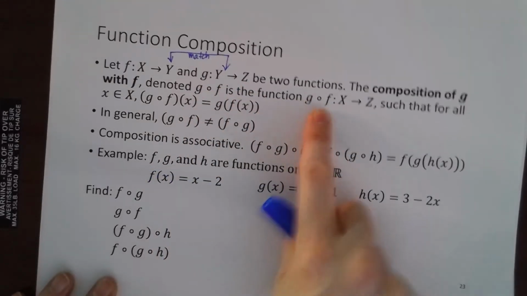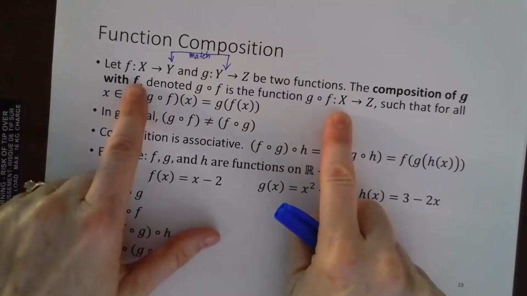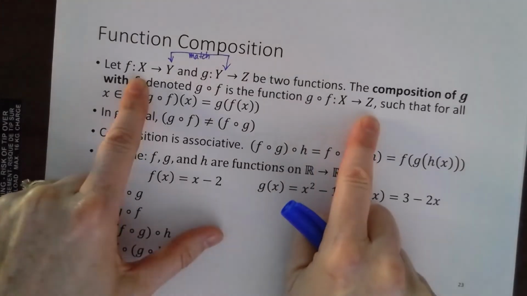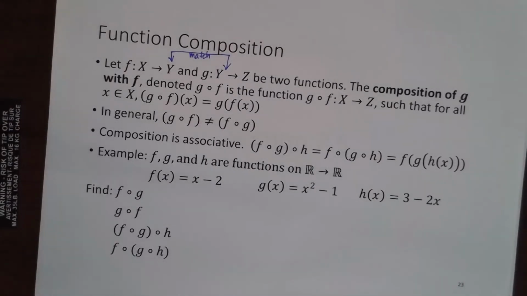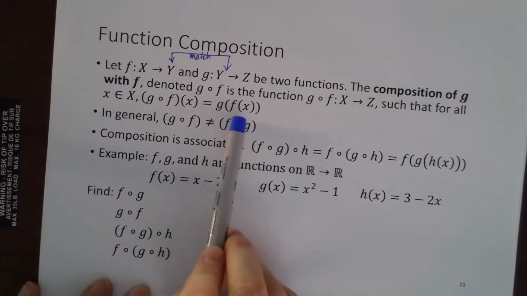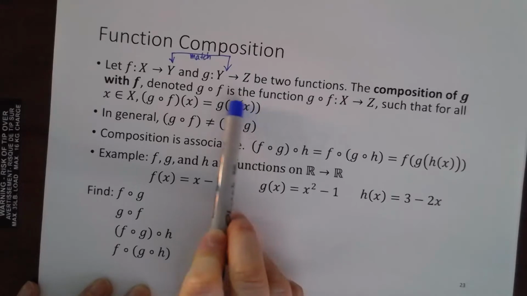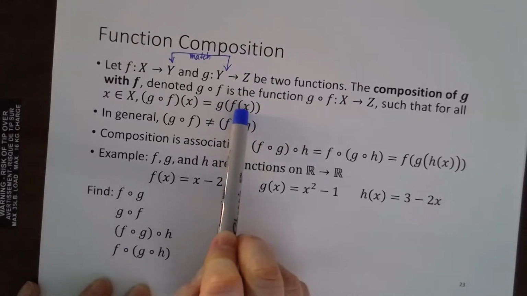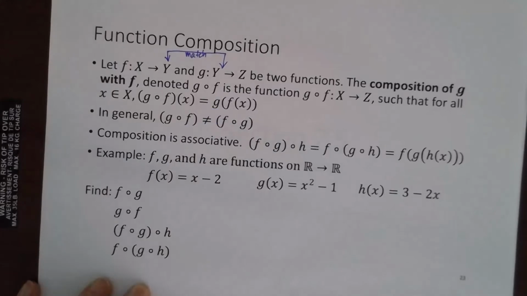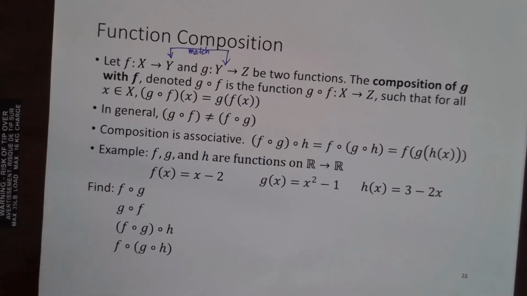And so our g composed with f will have a domain that matches f's domain and a target that matches g's target. And the way we define that is, we just take the input, we put that into the function f, and whatever output that gives us gets fed into the g function, and we compute g of whatever that value is.